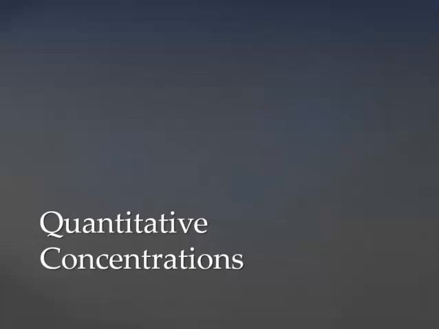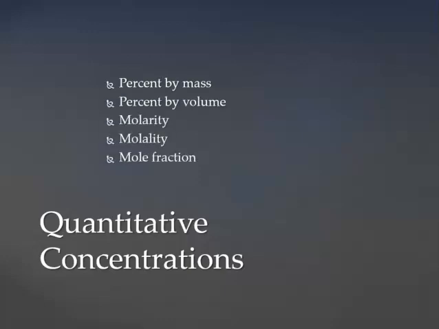All right, let's get to the quantitative stuff. Let's get to some actual things that involve numbers, things that are of more use in a chemistry lab. So we have percent by mass. We also have percent by volume. There's molarity, there's molality, and there's mole fraction. So these 5 are what you guys are going to need to know.